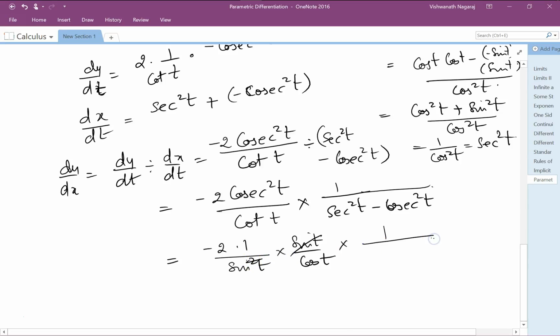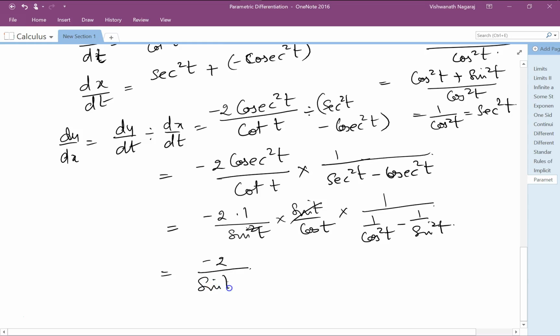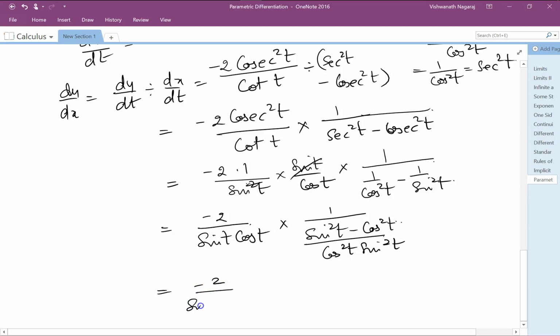Now let's simplify the denominator. Sec square t is 1 by cos square t. Cosec square t is 1 by sin square t. So the first part is minus 2 by sin t cos t. So for the denominator, let's take the LCM: sin square t minus cos square t over cos square t sin square t. So we get minus 2 by sin t cos t times the reciprocal of this, cos square t sin square t by sin square t minus cos square t.